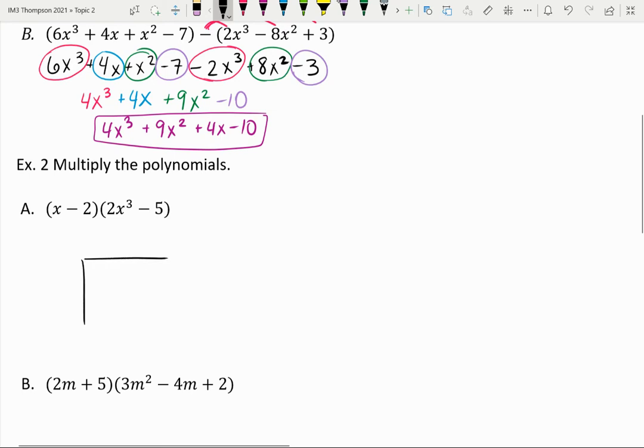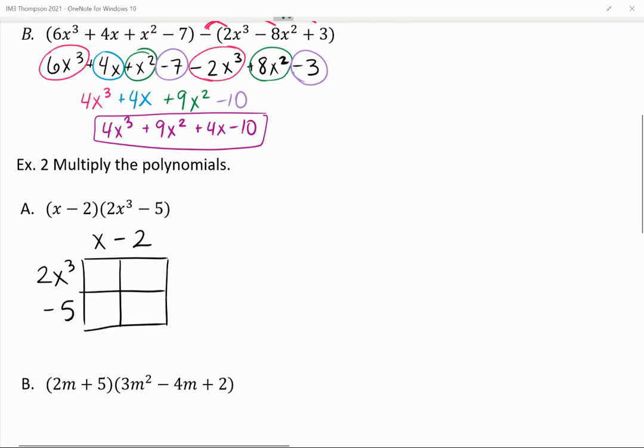If I use the box for this, I just have x minus 2 times 2x cubed minus 5. When I multiply 2x cubed times x, remember x cubed is x times x times x. And then I'm multiplying by another x. So I get 2x to the 4th power.